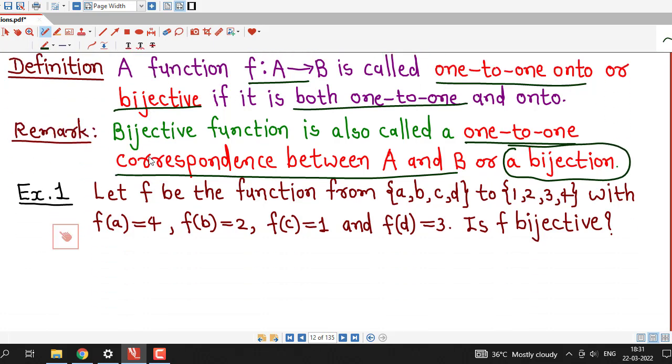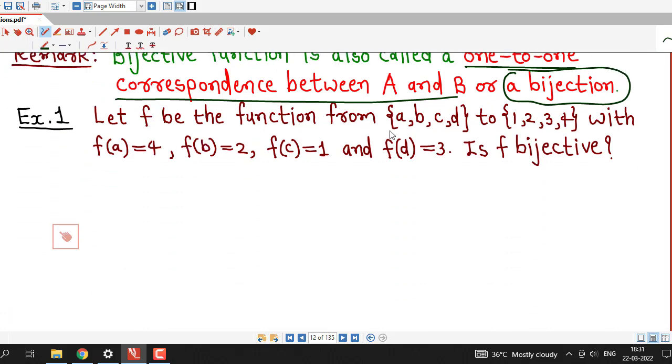So we consider one example in which we are given a function from the set containing the four letters A, B, C, D to the set containing the four numbers 1, 2, 3, 4. The function is defined as: value of the function at a is 4, at b is 2, at c is 1, and at d is 3. We are asked to check whether the function is bijective or not. Is f bijective? So we will try to answer this.